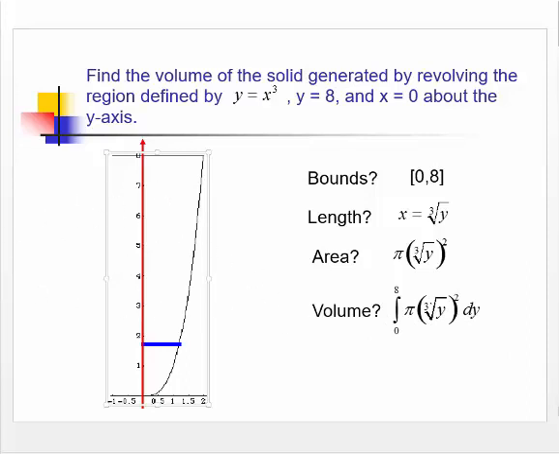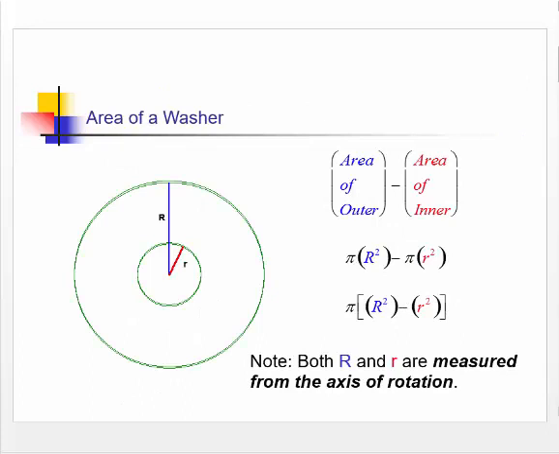All right, so let me show you some washer problems, okay? If you remember the washer, our formula here was pi times the outer radius squared minus the inner radius squared. Just remember that both r and y are measured from the axis of revolution. Okay, so I'm going to do some problems where the axis of revolution changes. All right, so it gets a little bit difficult.